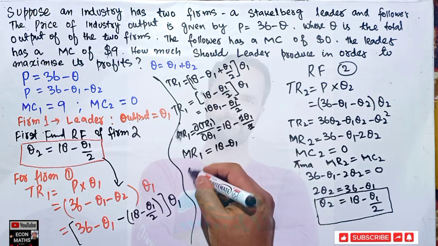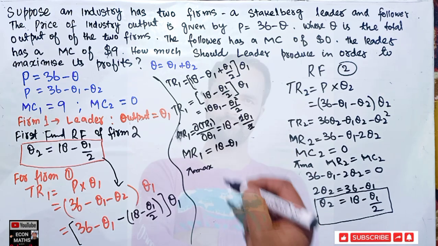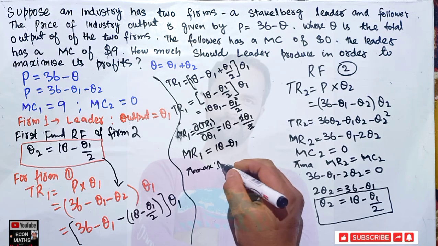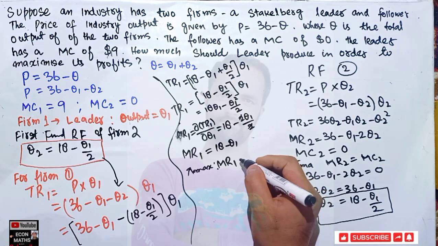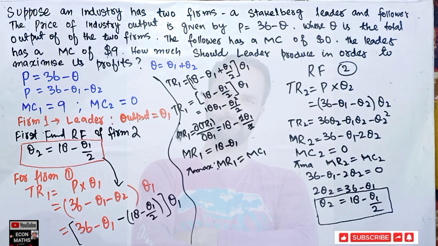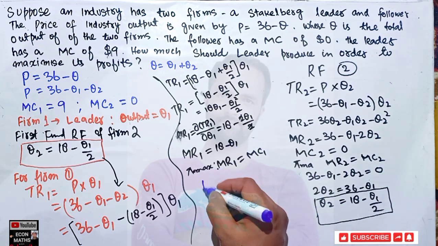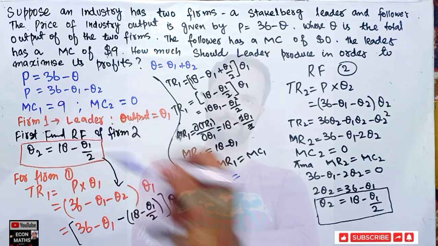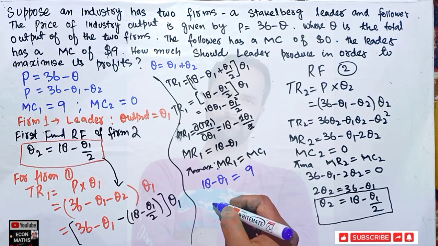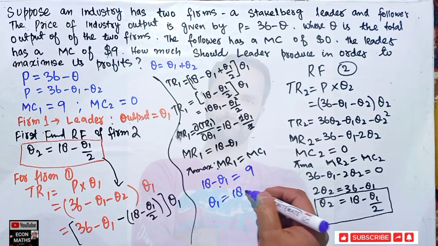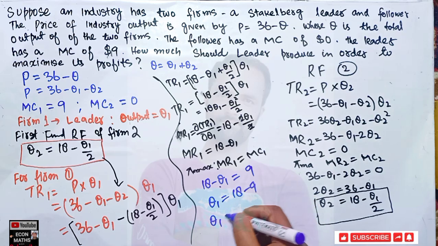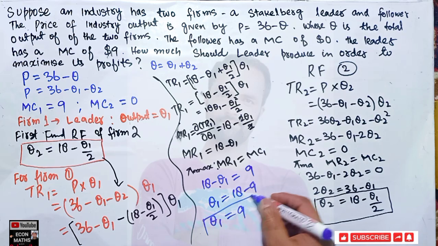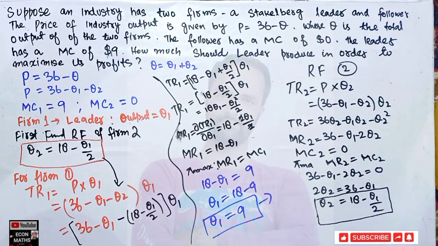Now, profit maximization requires that we equate marginal revenue for firm 1 with its marginal cost. The marginal revenue which we calculated, 18 minus Q1, should be equal to the marginal cost for firm 1, which is 9. If we solve for Q1, transposing, Q1 is equal to 18 minus 9, which means firm 1 should produce 9 units of output in order to maximize its profits.